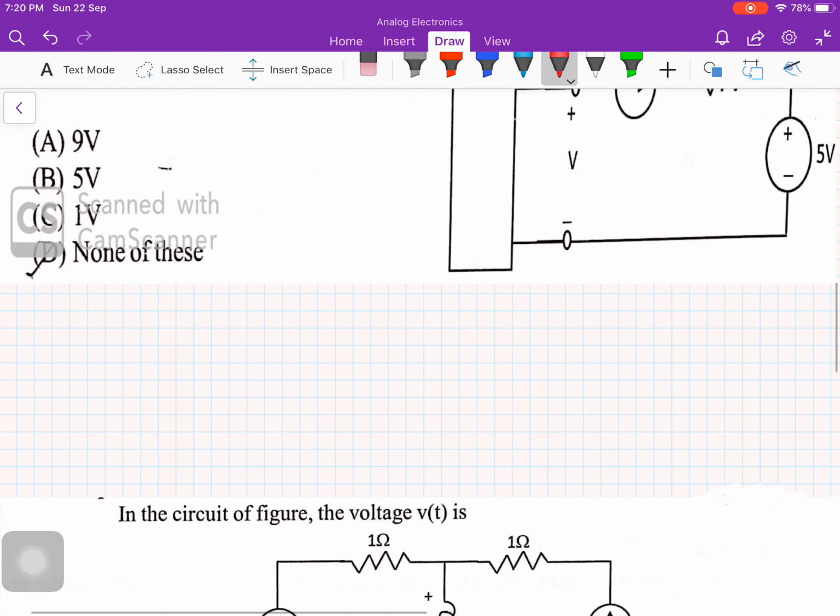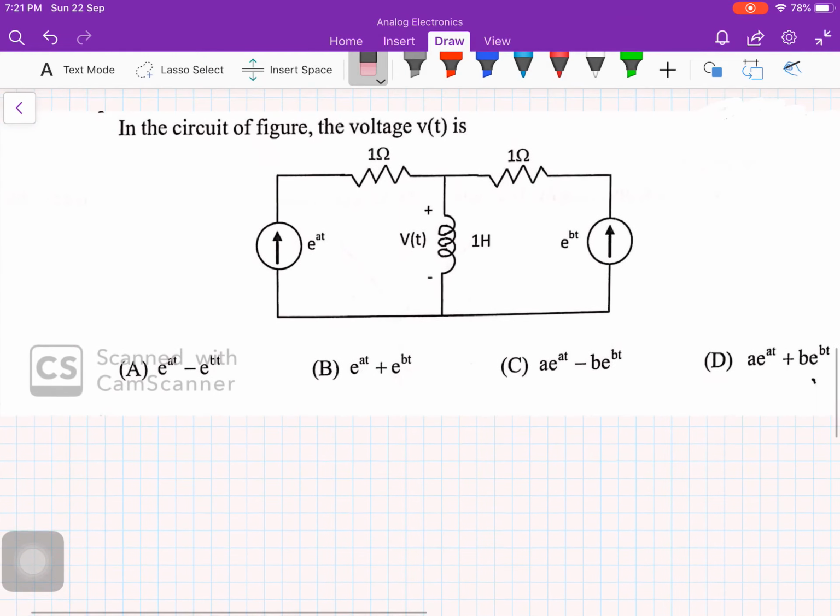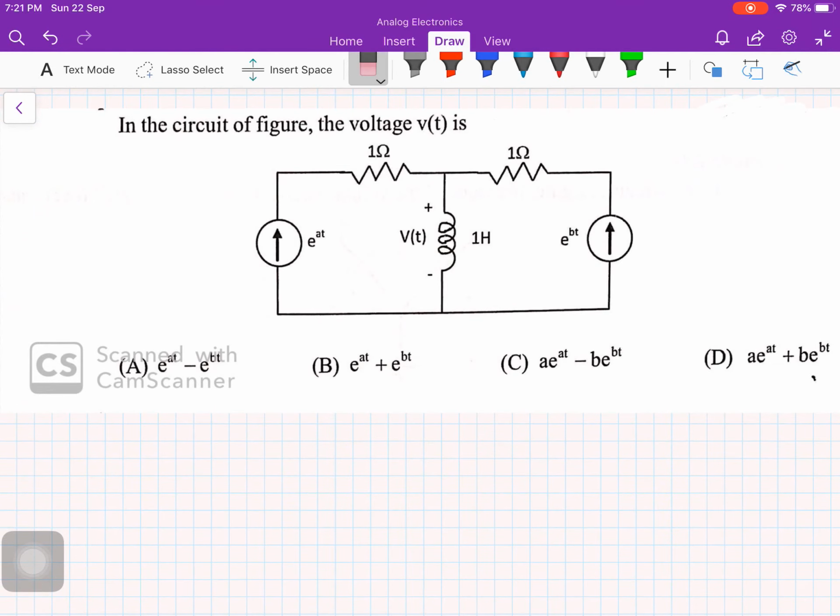Now let's look at the circuit. The voltage V in the figure is always equal to... Now the problem with this is I don't know this element here. I have no idea what exists there. So it is not easy to determine what is the voltage there, because you can't determine simply like that. So it is none of these. Now let's check out this circuit.